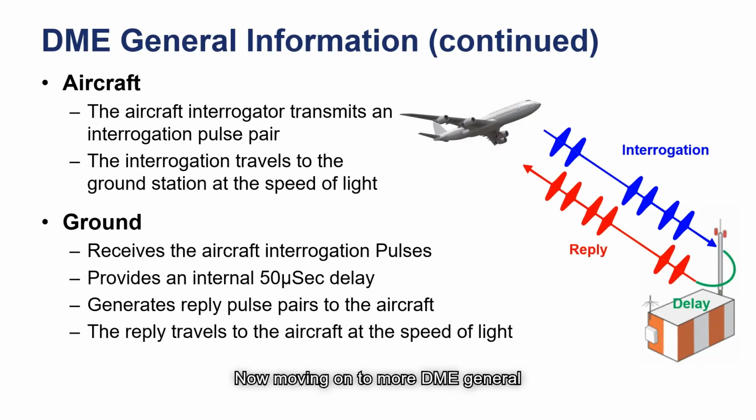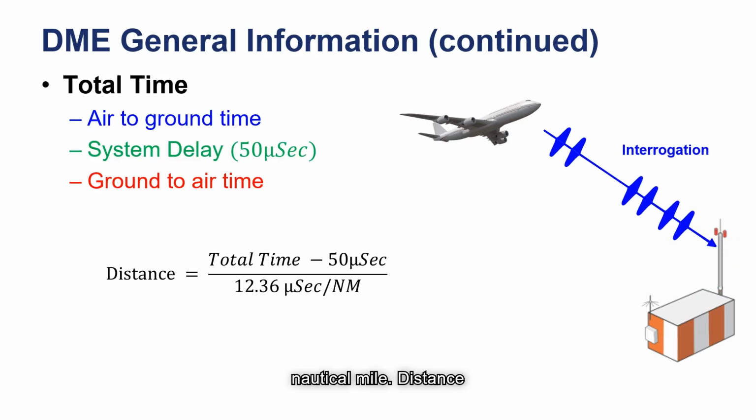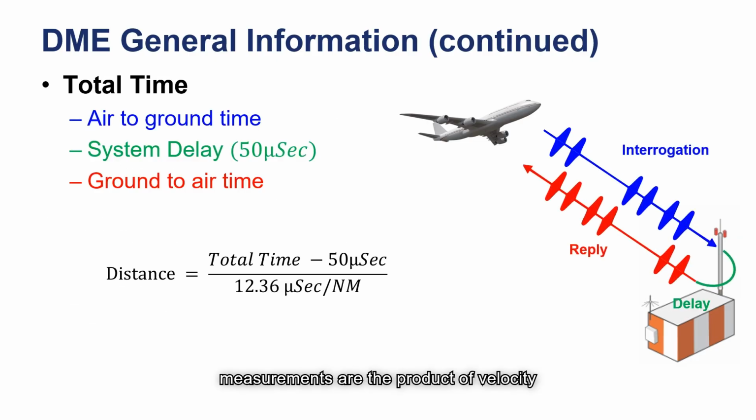Now moving on to more DME general information. From the aircraft perspective, the aircraft transmits an omnidirectional interrogation. That interrogation reaches the ground station at the speed of light, where the ground station adds a 50 microsecond delay, and the reply to the aircraft is returned at the same speed. The aircraft calculates the distance by measuring the total travel time and subtracting the reply delay, then dividing by 12.36 microseconds per nautical mile.